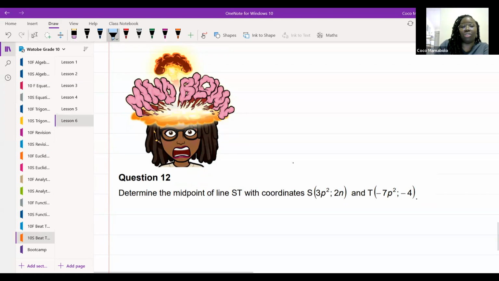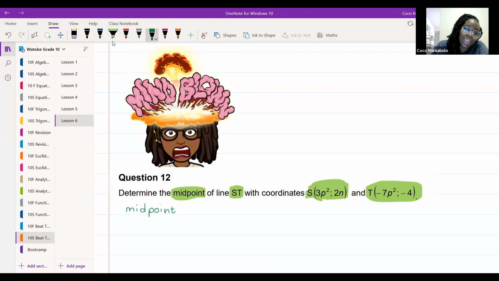Okay, just note that this is the midpoint of line ST, and they've given you the coordinates of S and T. So you're calculating for the midpoint of ST. So you're going to have to use the midpoint formula no matter what it is that you do. All right, let's see if anybody can get an answer for us on Monday. Midpoint formula, sorry.